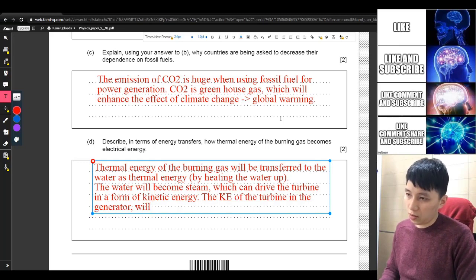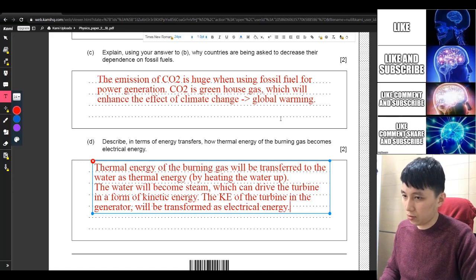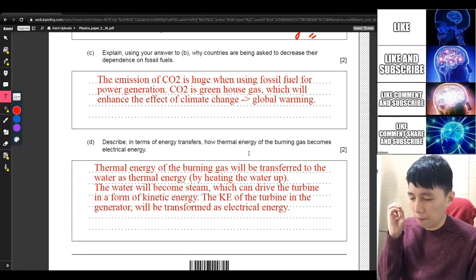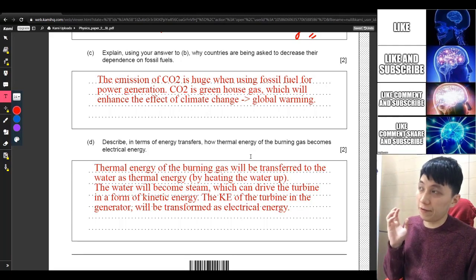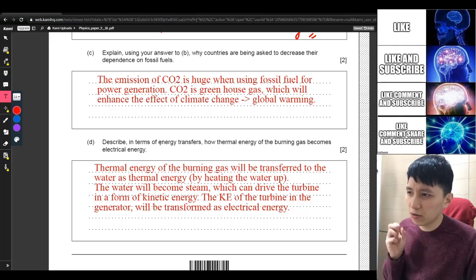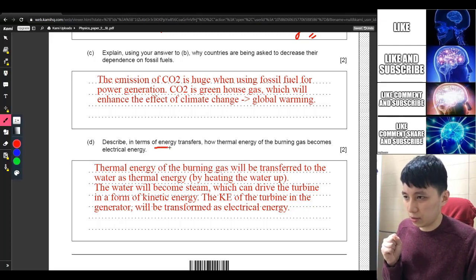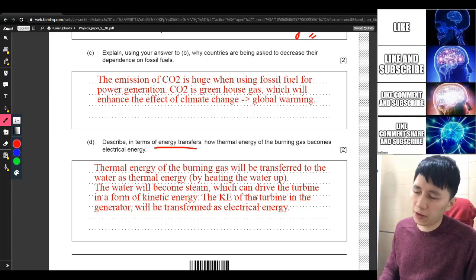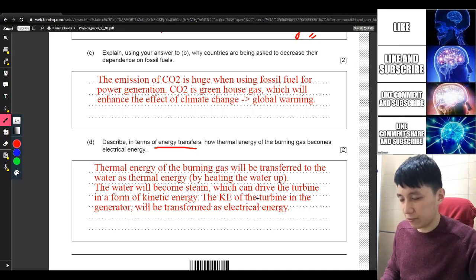generator will be transformed into electrical energy. Yeah, I think that's pretty much it. I guess if you really want to, you may also talk about how Faraday's law is related for the generator, but I think it's not necessary because it only says energy transfer. So focus on talking about what type of energy is involved and what is the energy carrier.